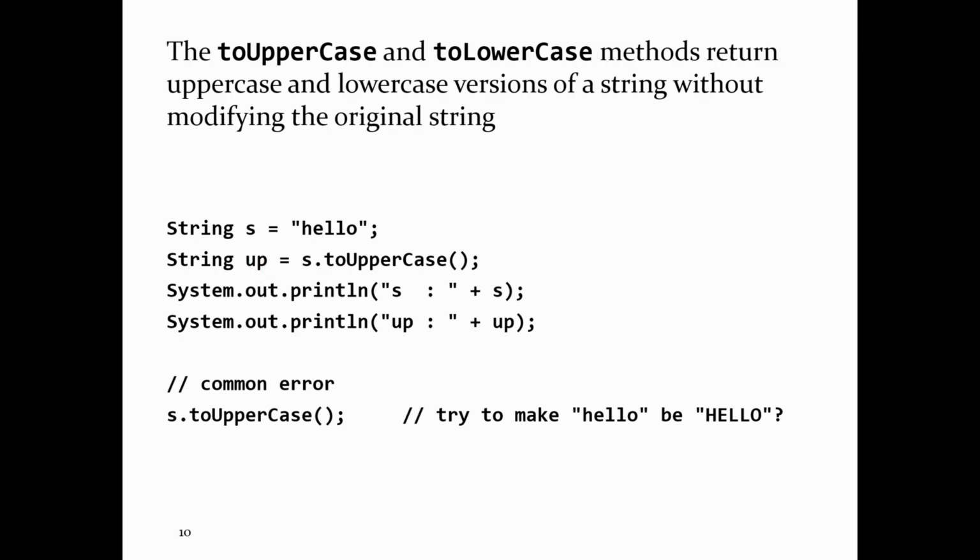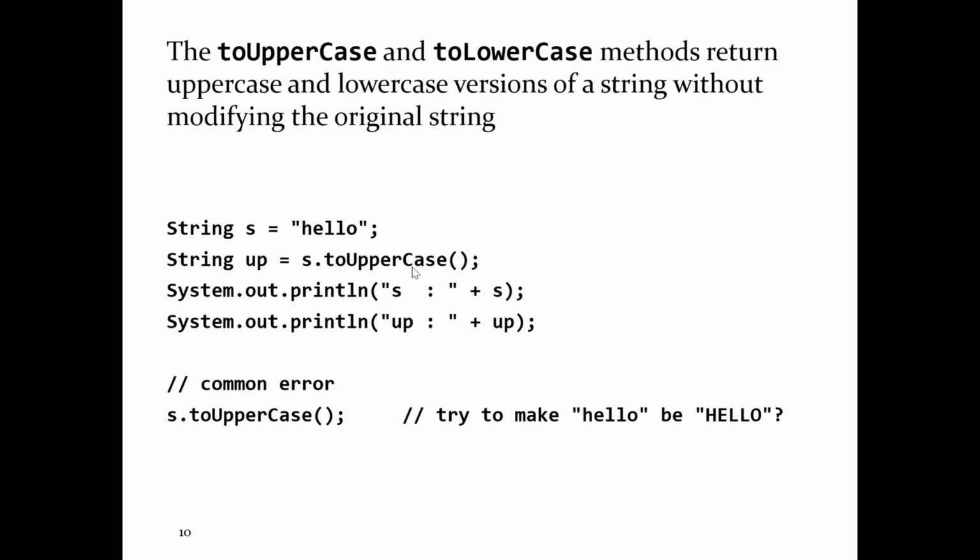Now there are two strings in this code. There's one here, and there's the second one that's been computed by toUpperCase. If you print out s, you get lowercase hello. If you print out up, you get uppercase hello.